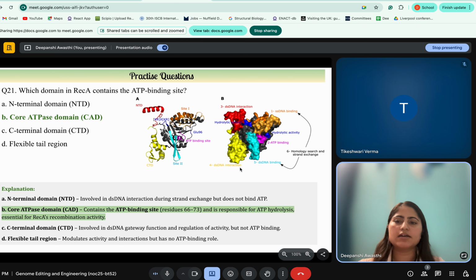If you remember, during homologous recombination, when RecBCD binds, and whenever RecC identifies the chi site, it says stop the nuclease activity and it will call RecA. RecA will bind to the DNA. So this particular region is responsible for that interaction with the double-stranded DNA, whereas this orangish part, which is site 1, will bind the single-stranded DNA. If we talk about the N-terminal domain, this is also involved in the double-stranded DNA interactions.